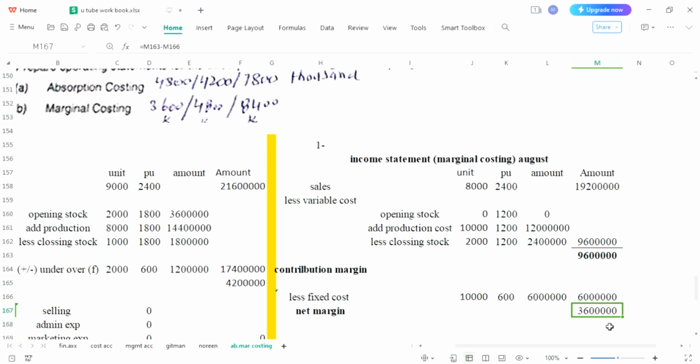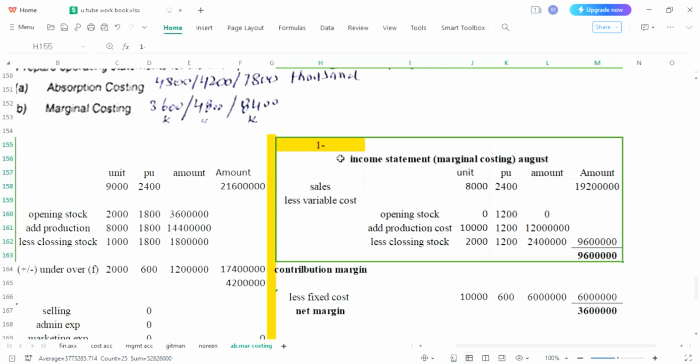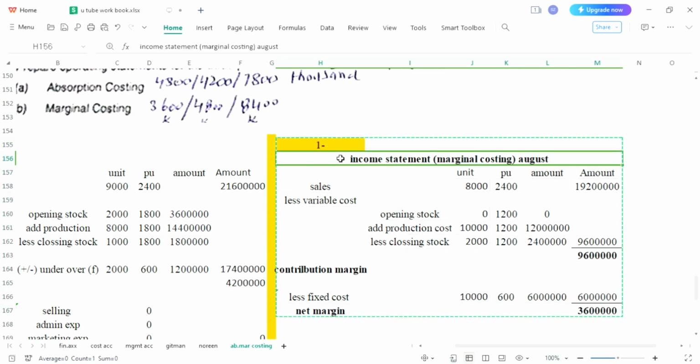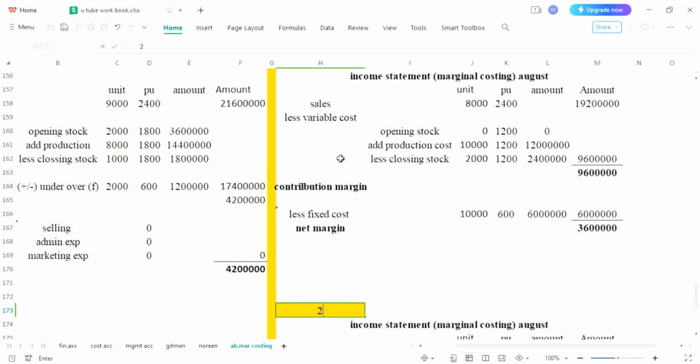6000, and this way your net margin for marginal costing first part. Here you can see marginal costing first part 3600,000, and 3600,000 is here. In this way our first part has been completed. Now we are ready to calculate our marginal costing income statement for second part. For that, it is easy for me. What I will do, I will keep these headings and will use the same headings for making of second part income statement.